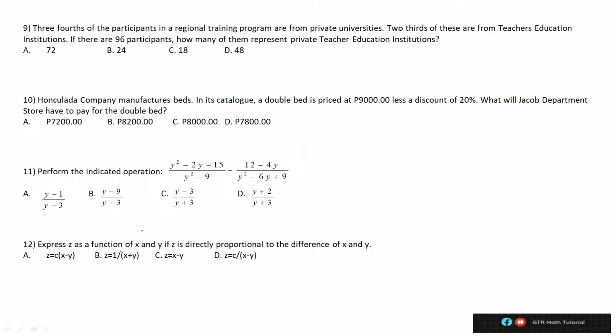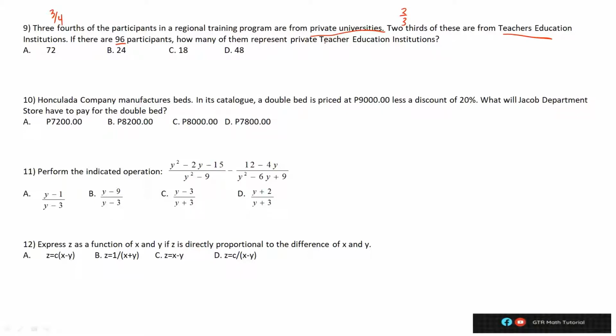O, paki-post nyo ulit tapos try nyo sagutan. So 3/4 of the participants in a regional training program are from private universities. So sulat natin, parang hindi nakasulat na fraction. So 3/4 of the participants in a regional training program are from private universities. So 2/3 of these are from teachers education institution. So if there are 96 participants, how many of them represent private teacher education institution?